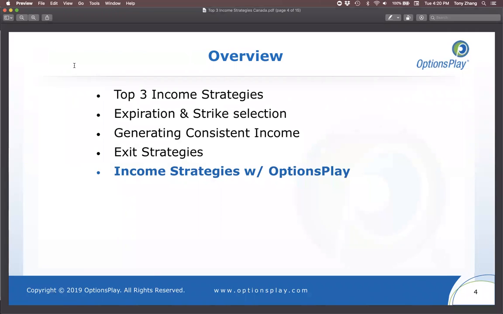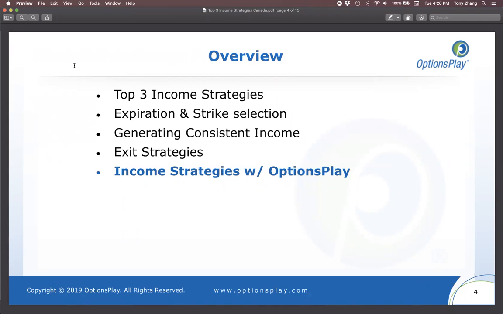Today we're going to talk about the top 3 income strategies using weekly options. Those 3 strategies are going to be cover calls, cash secured puts, and credit spreads. So if any of you currently trade options, you probably are familiar with cover calls. Some of you that are familiar with cover calls really should be learning about cash secured puts.